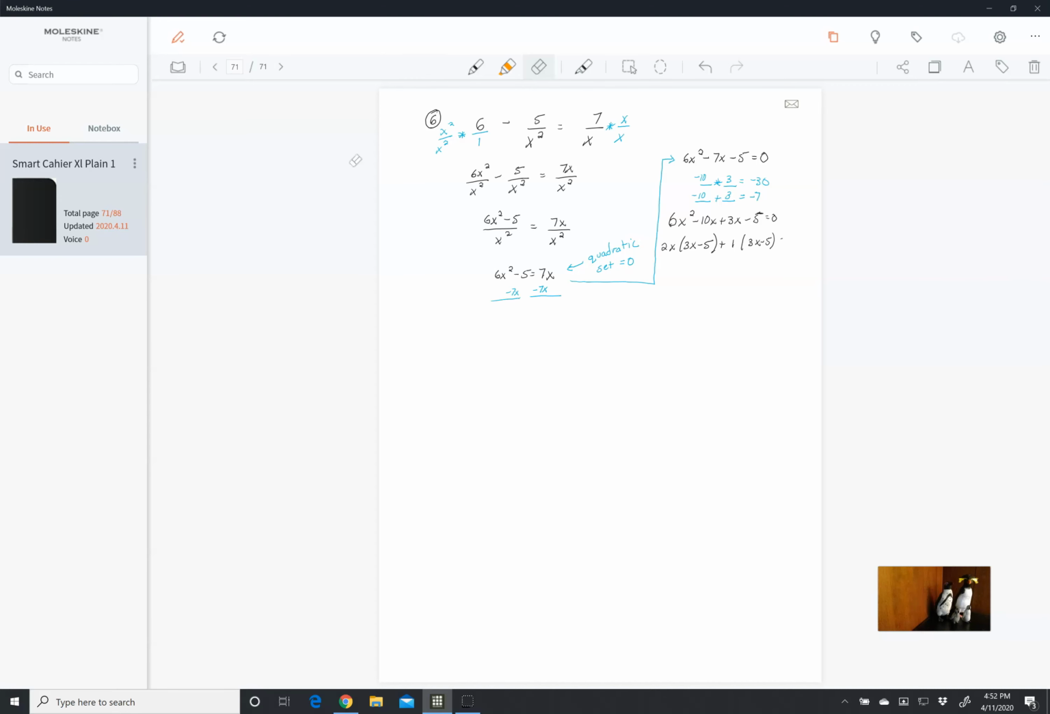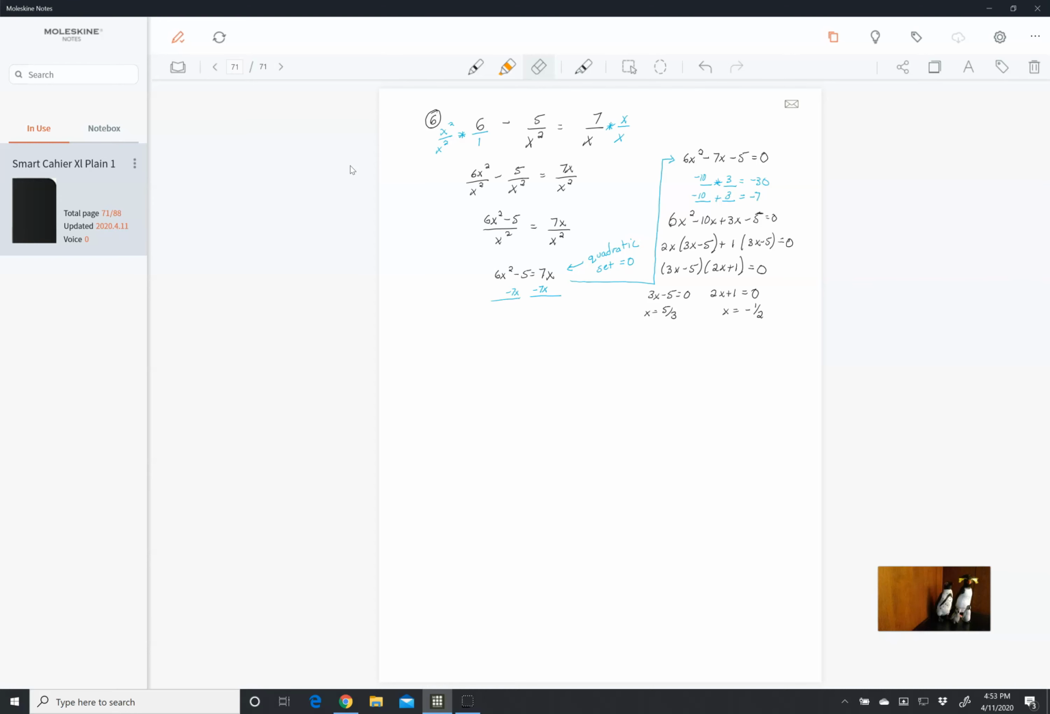That's because we're going to be using that. We're solving for roots here. So that gives us 3x minus 5 times 2x plus 1 equals 0. This is quadratic, so we're setting each factor equal to 0. So this tells us x is equal to 5 over 3. This tells us x is equal to negative 1/2.